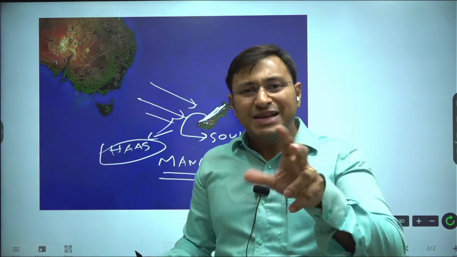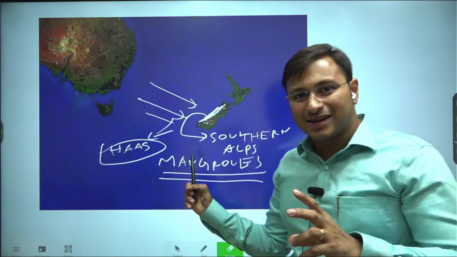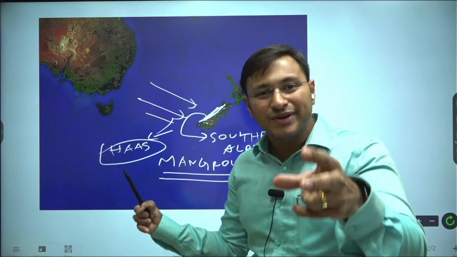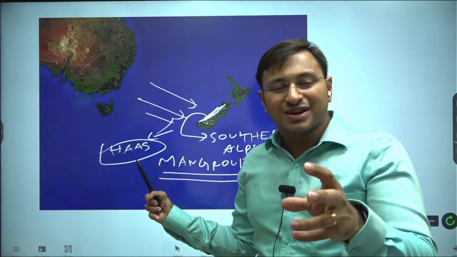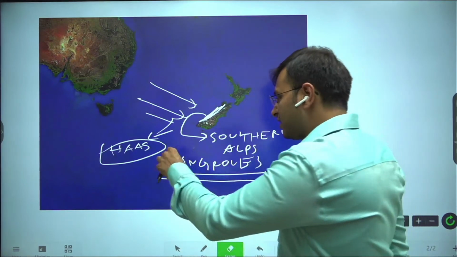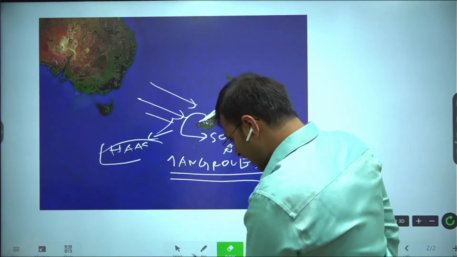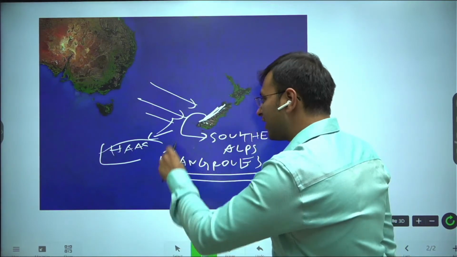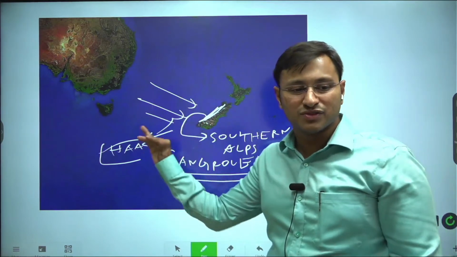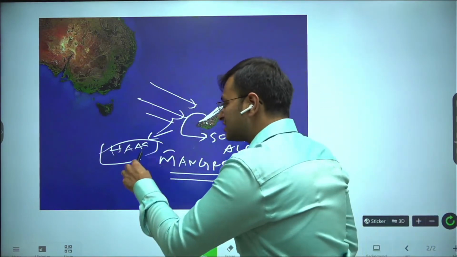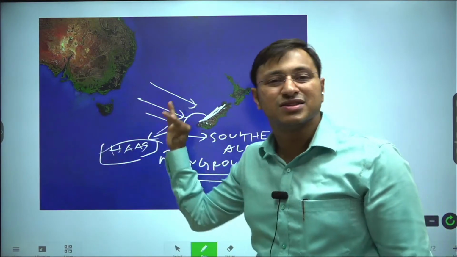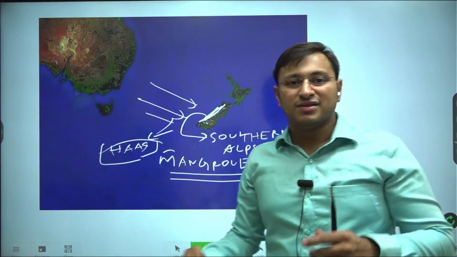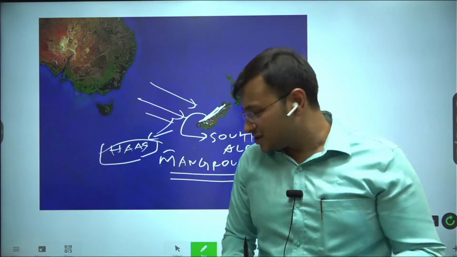So please keep this in mind, guys, that there are some regions outside the equatorial areas, or rather outside the tropical areas, where you do have mangroves. And this is the primary region where you have mangroves: the west coast of New Zealand, which is called the Haast Coast. So this is where I end my discussion today.